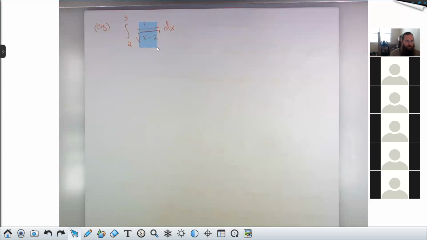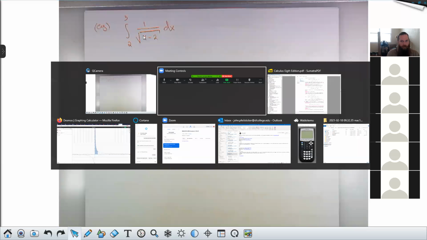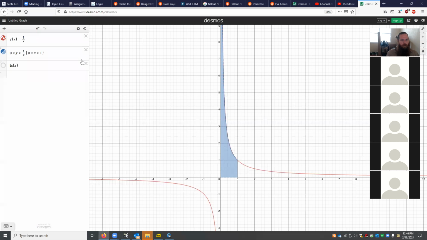Because this function is discontinuous at 2. If you plug in x equals 2 here, this piece is 0. So you're talking about 1 over the square root of 0. Well, that's 1 over 0. That's undefined. The graph of this is, again, something that you should know.